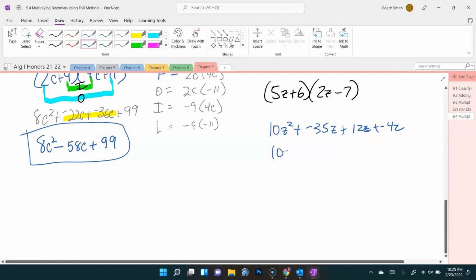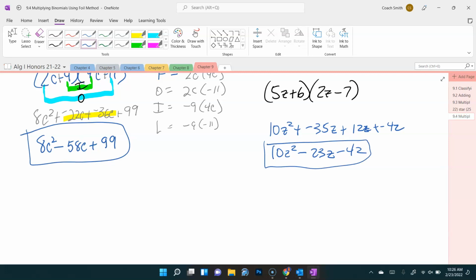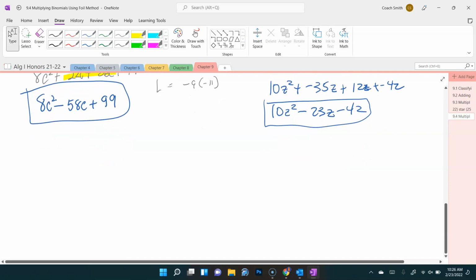That gives me 10z squared minus 23z minus 42. Everybody get that? Yeah. All right.